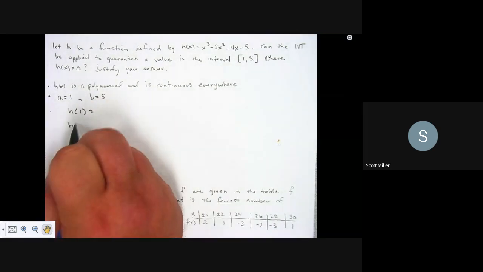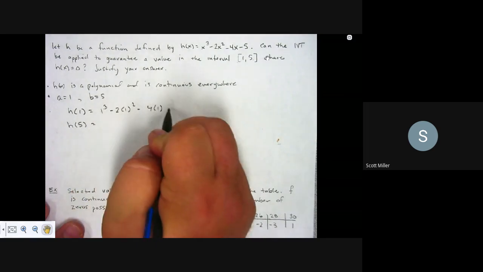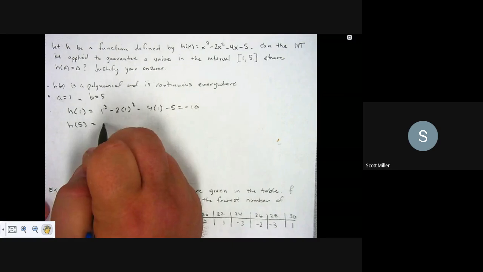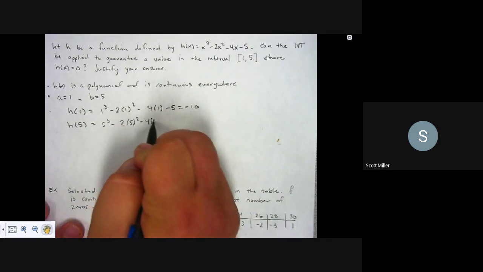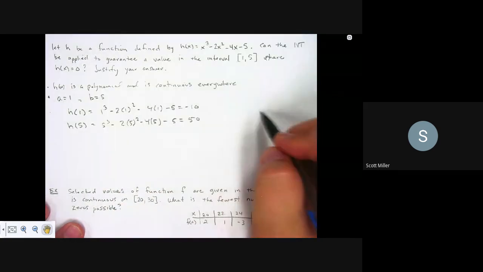So what is H of 1? What is H of 5? So we plug these into H over here. We get 1 cubed minus 2 times 1 squared minus 4 times 1 minus 5 equals negative 10. And then we can do this one too. So 5 cubed, 5 squared, 4 times 5. And we get these numbers right there. So there's my two pieces on the side.